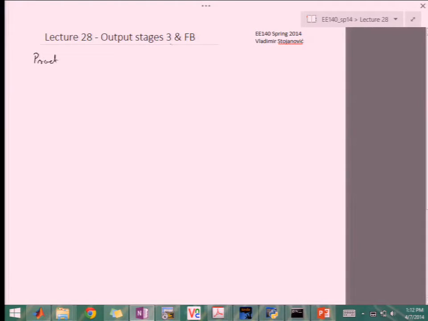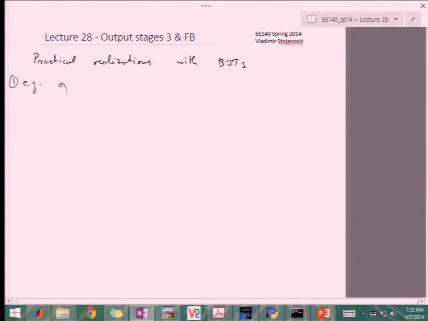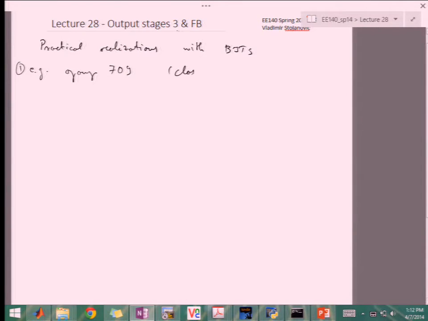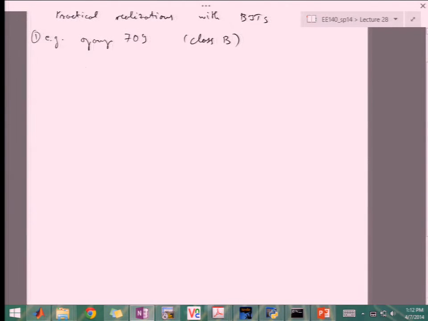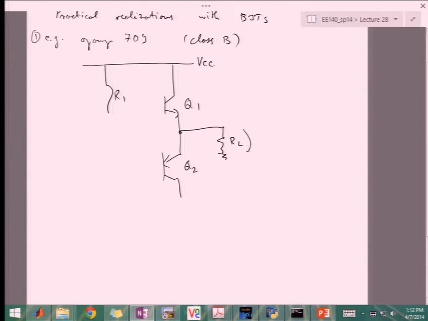So if we look at the practical realizations with BJTs, for example, the first one in the 709 op amp circuit, this is class B. So we have the push-pull. And then just biasing the base, and another one.